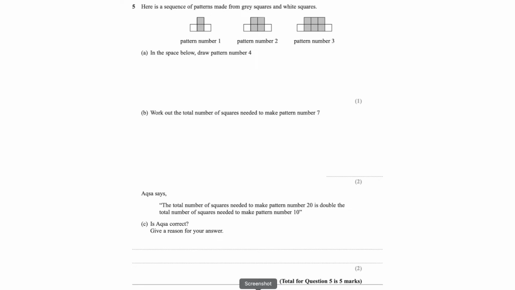Welcome to this GCSE revision question on sequences. So we've got a 5-mark question, should take us 5 minutes to do. Let's walk through the question.